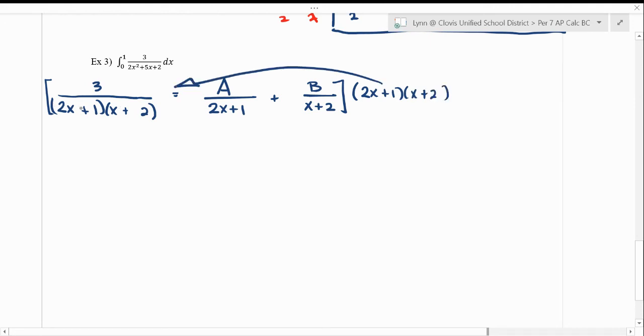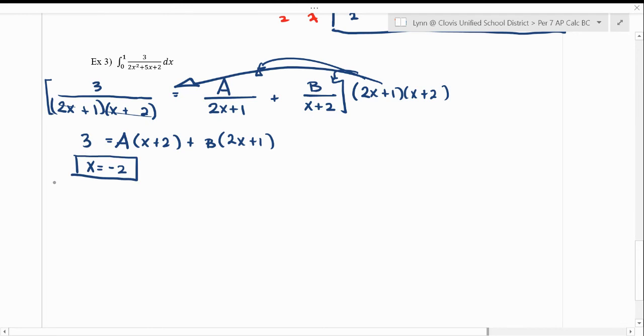So the 2x plus 1, x plus 2 would cancel, leaving just the 3 behind. And then distribute to the next one. And then this time the 2x plus 1 would cancel. And then on the last one, the x plus 2 cancels. And then choose your values for x that you want. So I'm going to start with -2 because that's a nice easy 0 to work with.